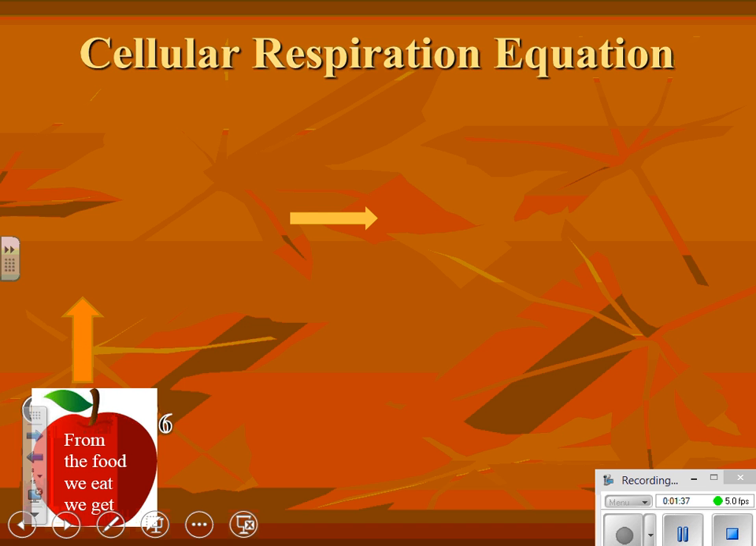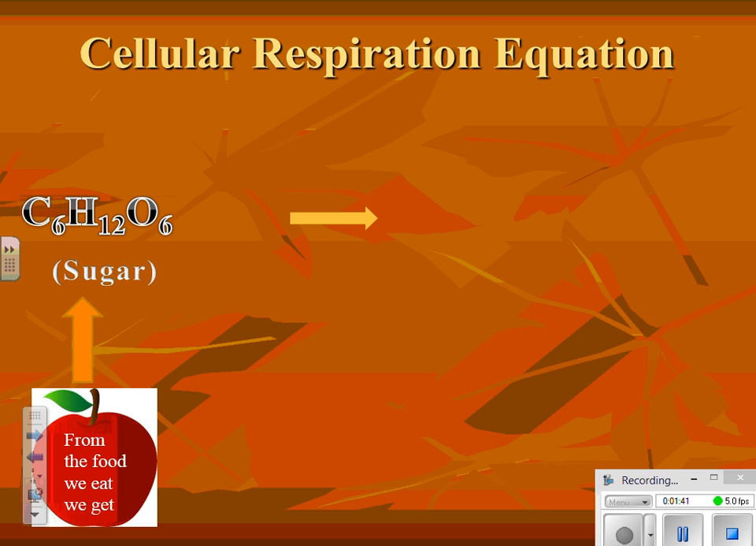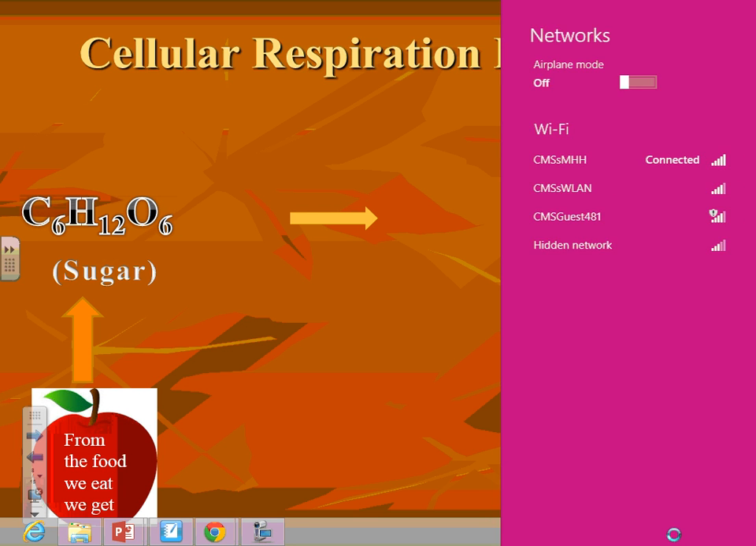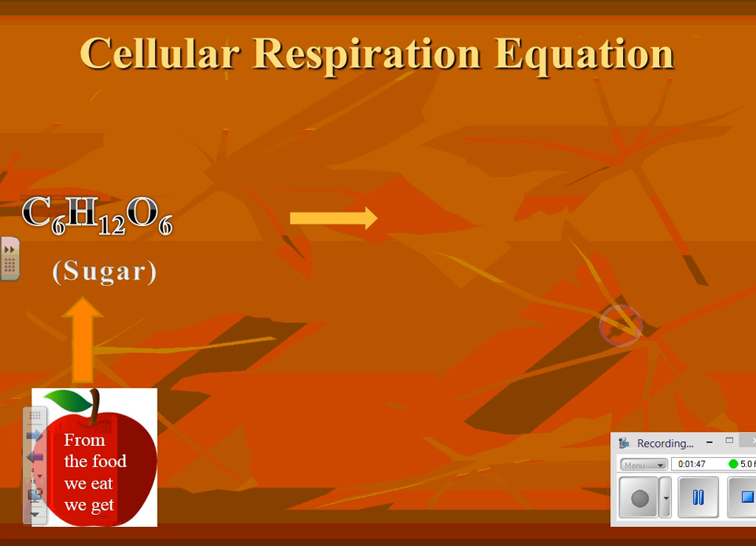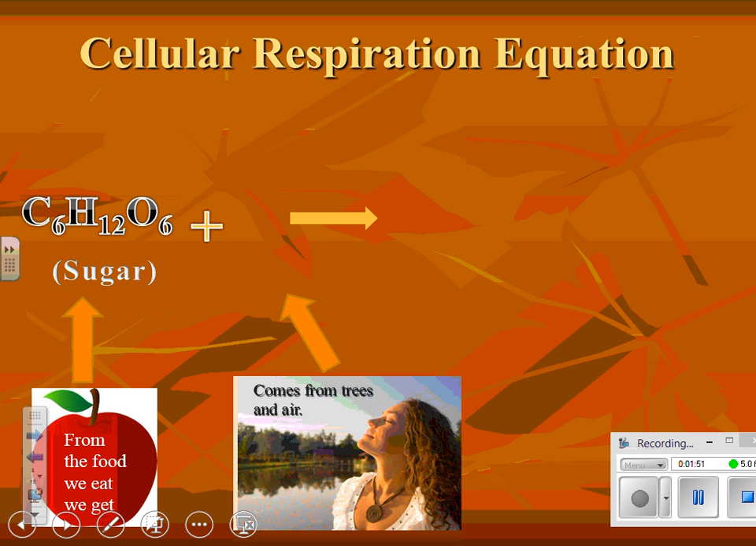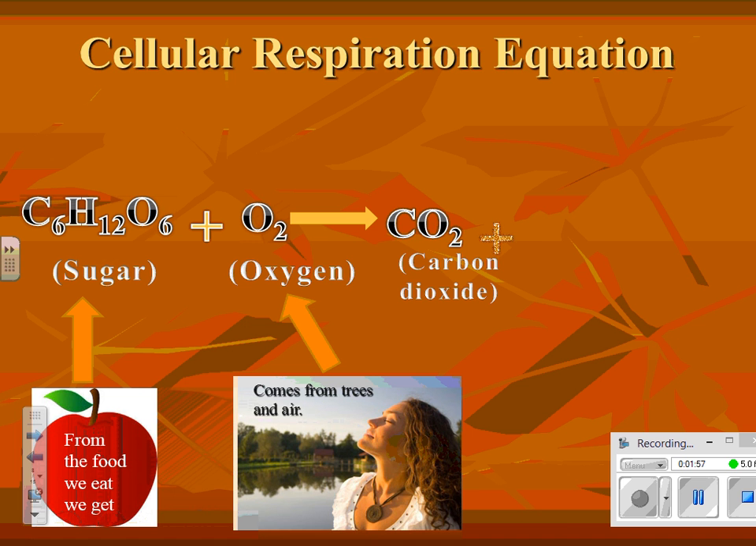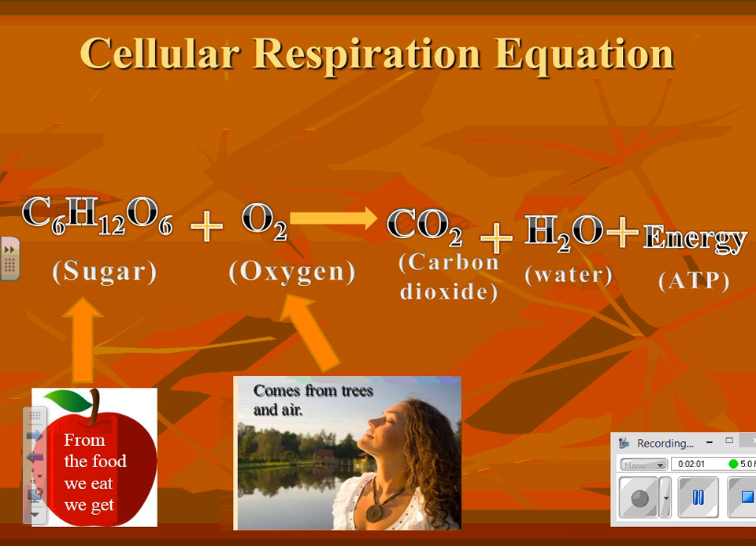Notice the food that we eat, and from the food we get the sugar called glucose. In addition to the glucose, we breathe in something from the air and get it from the trees, which is oxygen. And then we release carbon dioxide, water, and this energy that we've been storing up called ATP.